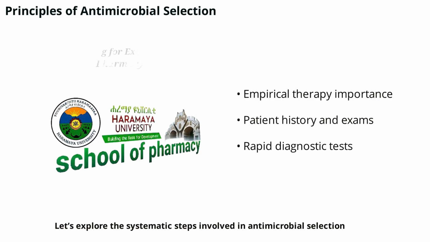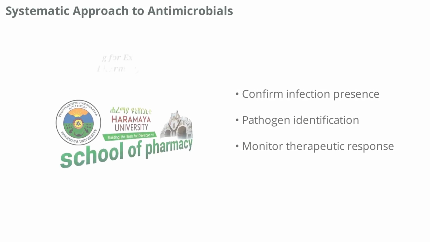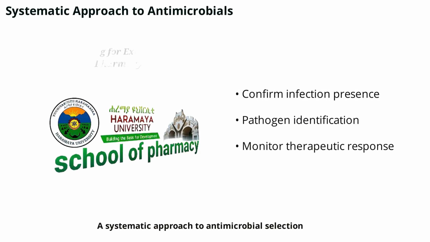Let's explore the systematic steps involved in antimicrobial selection. A systematic approach to antimicrobial selection involves confirming the presence of infection, identifying the pathogen, selecting presumptive therapy based on the infected site, and monitoring the therapeutic response. Each step is critical to ensure that the chosen regimen is both effective and safe for the patient. This process minimizes unnecessary exposure to broad-spectrum antibiotics and helps prevent the development of resistance.